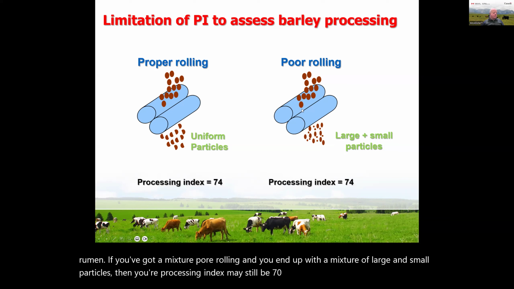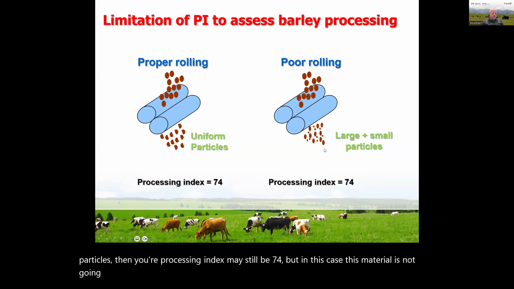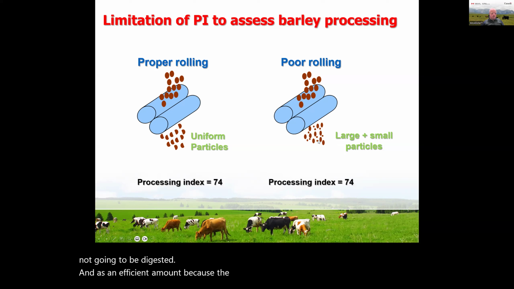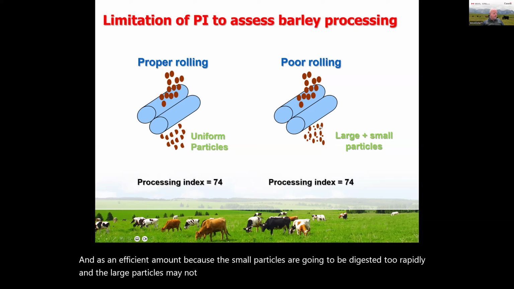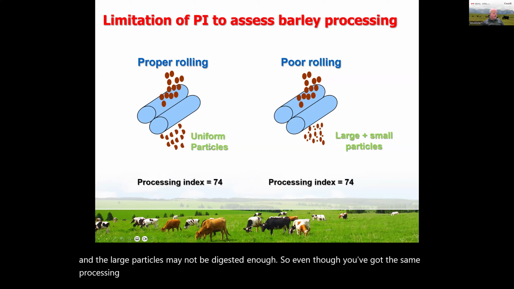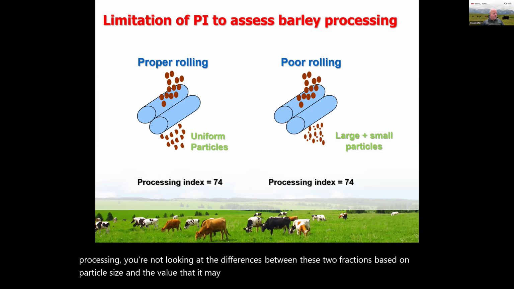But in this case, this material is not going to be digested in as efficient a manner, because the small particles are going to be digested too rapidly, and the large particles may not be digested enough. So even though you've got the same processing index, you're not looking at the differences between these two fractions based on particle size and the value that it may have for the animal itself.